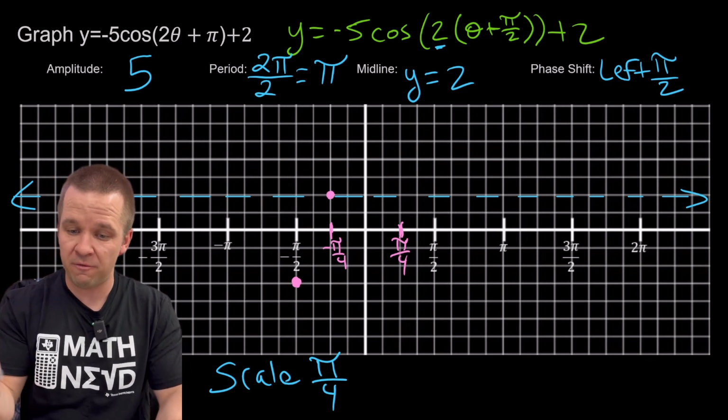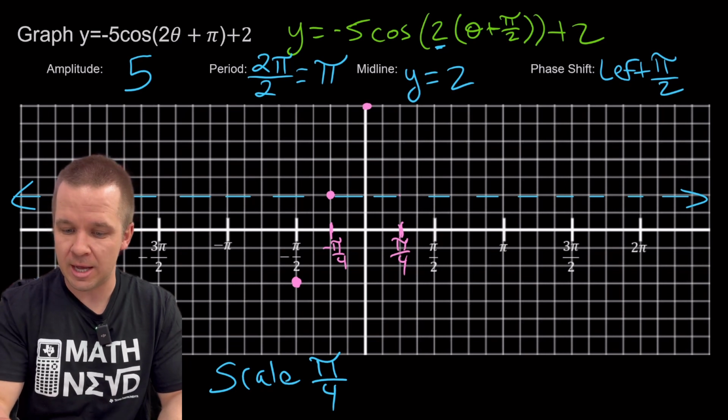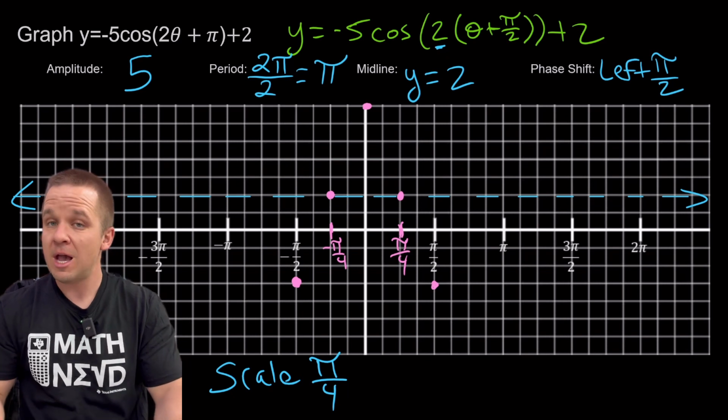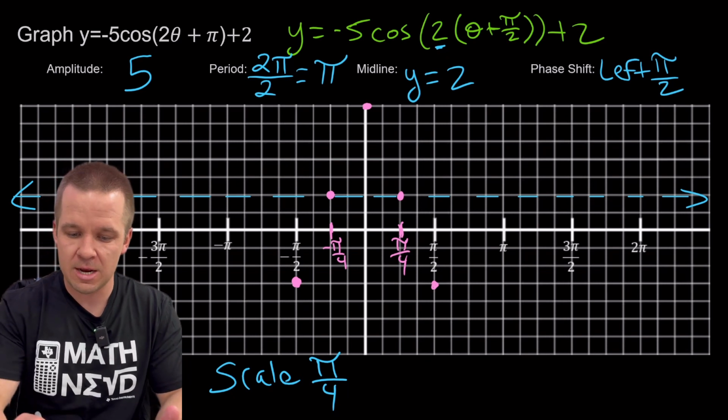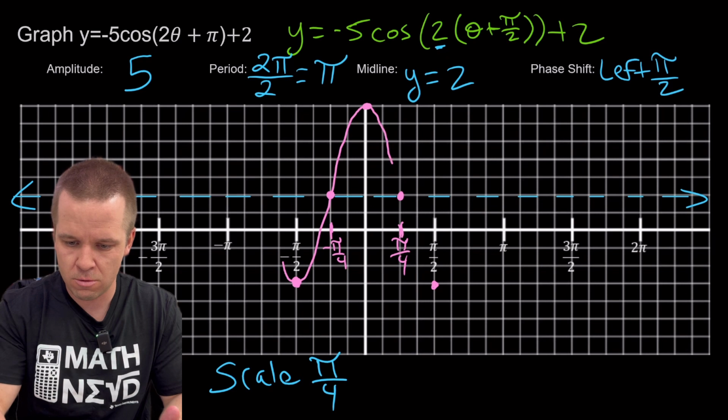Then I'm going to be 5 above the midline, so way up here. Then I'll be back to the midline, and then 5 below the midline when we're at pi over 2. And now I have all of the points that I need, and I can graph this thing. It's going to be kind of steep and squished together. Let's see if we can make it still look decently curvy.